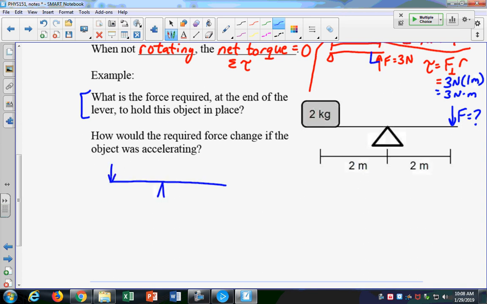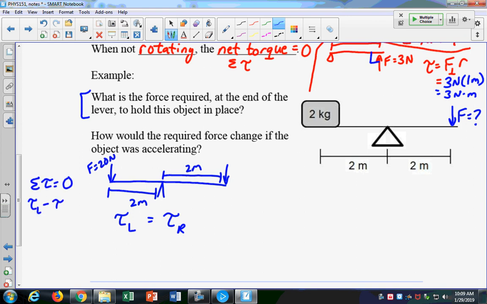I have a 20 newton force. F is equal to 20 newtons. This distance is equal to 2 meters. And I want to know what force must be applied over here. I'm going to call this side torque L. The torques on the left-hand side have to equal the torques on the right-hand side, because then the sum of the torques will be equal to 0. So torque left minus torque right is equal to 0.